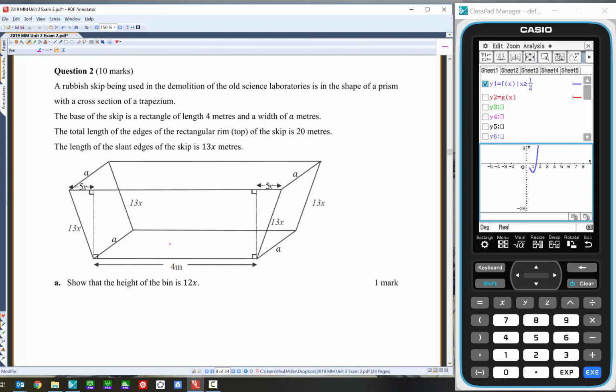All right, this one here, the rubbish skip being used in the demolition of the old science labs, is in the shape of a prism with a cross section of a trapezium. So there's my trapezium we can see here, this part, and this part. Now, on your formula sheets, you'll have the formula for the area of a trapezium, which is area equals half (a plus b) h, or some form of that anyway.